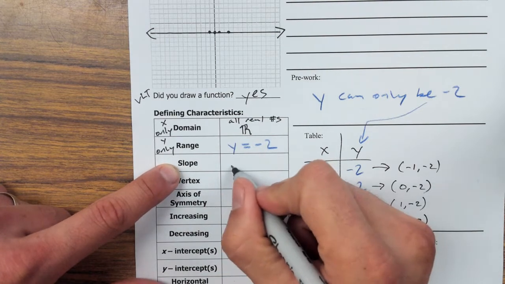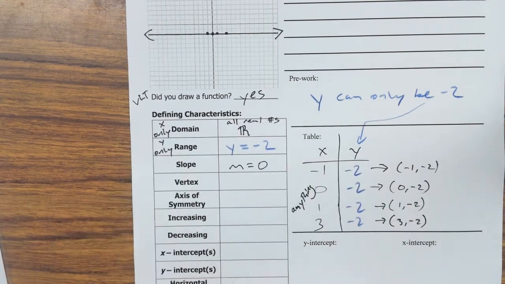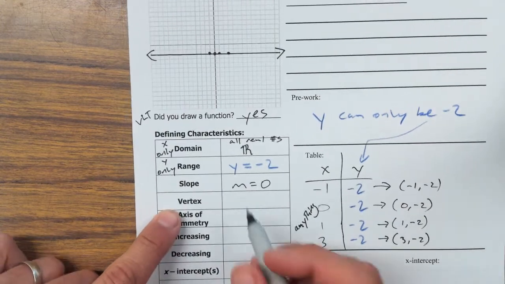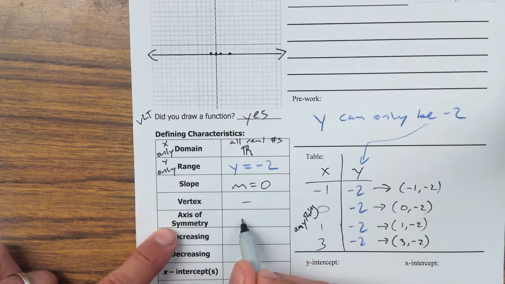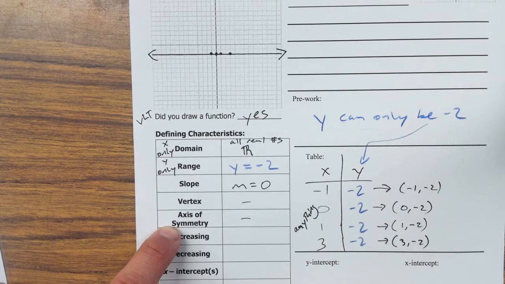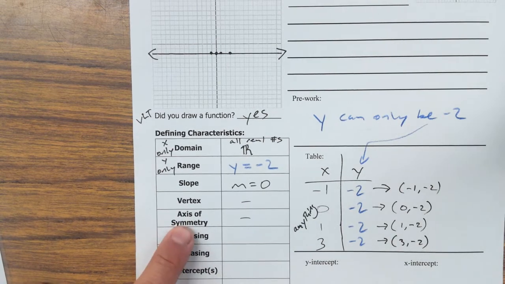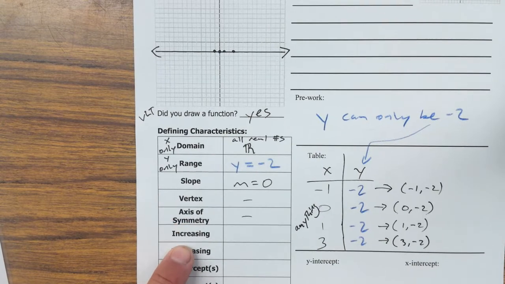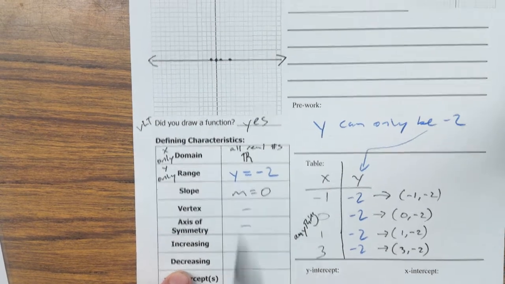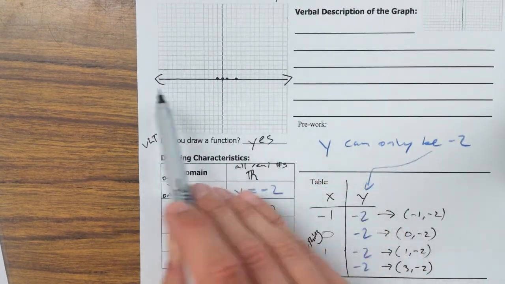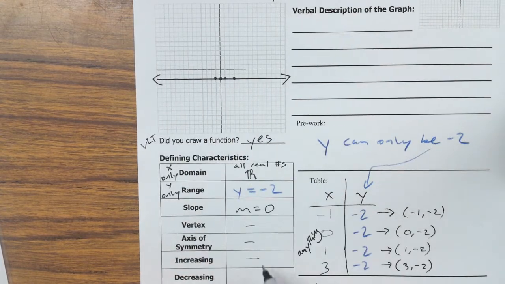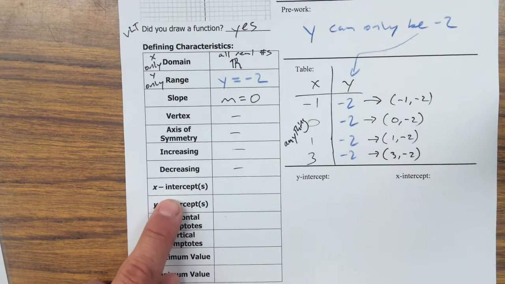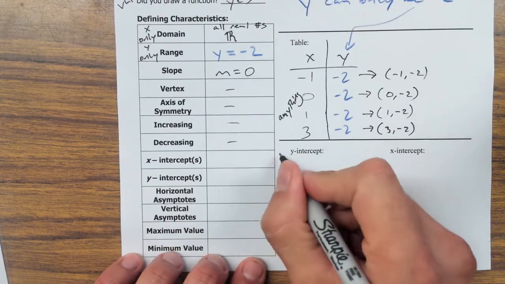From middle school, you've probably had this memorized at one point, but you forgot it: a horizontal line must have a slope of 0. Does a horizontal line have a vertex? No. Does it have an axis of symmetry? No, not quite; we'll talk more about that later on. Is this increasing or decreasing? It's not really going up or down, it's just going left to right straight across, so that's not it either.